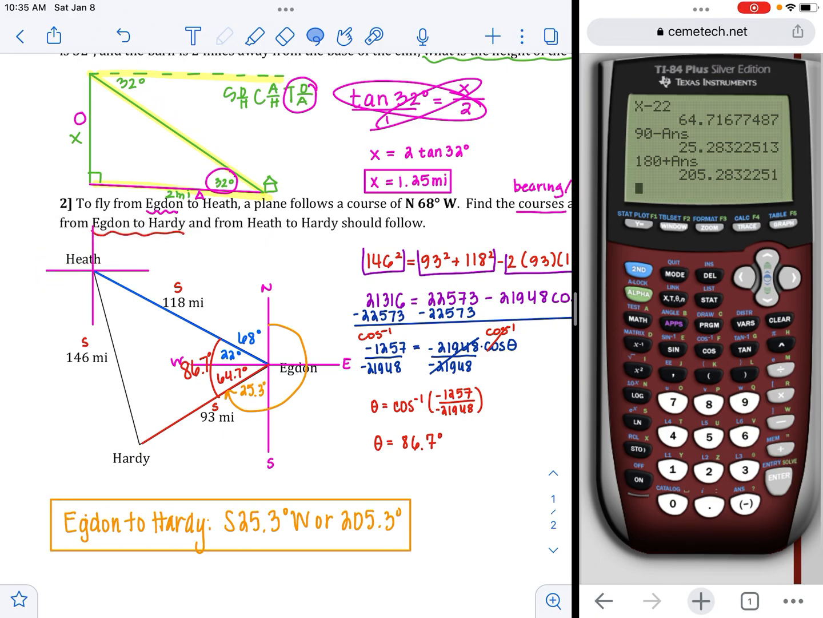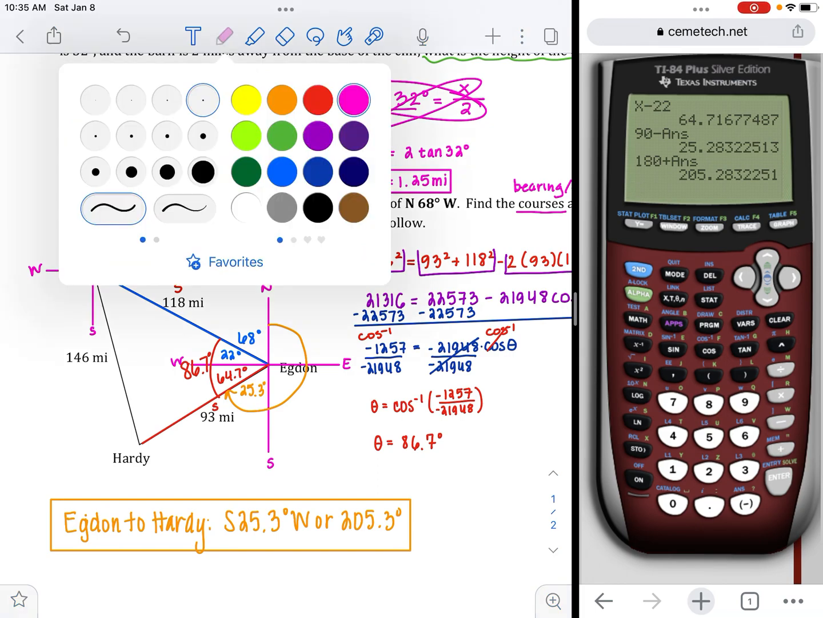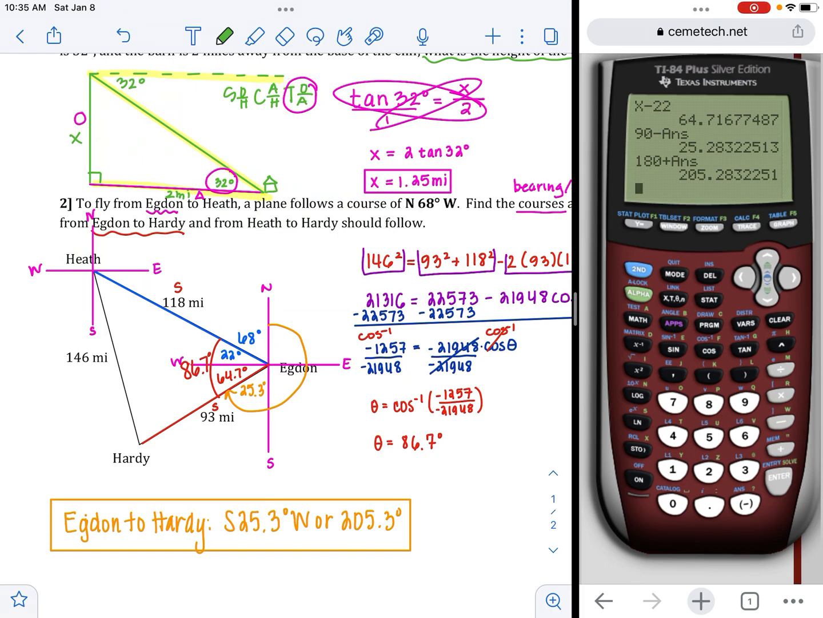All right, so there's my compass at Heath. I'm going to do my north, south, east, west, northeast, southwest. I'm going to get rid of this S right here that's lingering. All right, so find the bearing from Heath to Hardy. I'm going to highlight that in a different color. I'll use green. Heath to Hardy is this bearing right here.